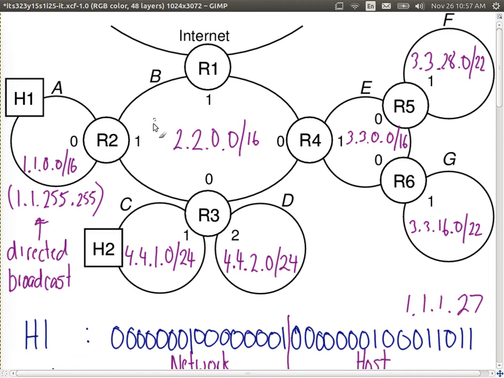They'd have, for example, subnet B, 2.2.0.0/16. You can find the first 16 bits will be the same. The last 16 bits will be all binary ones. And you'll find it becomes 2.2.255.255. And you can do that for the others.